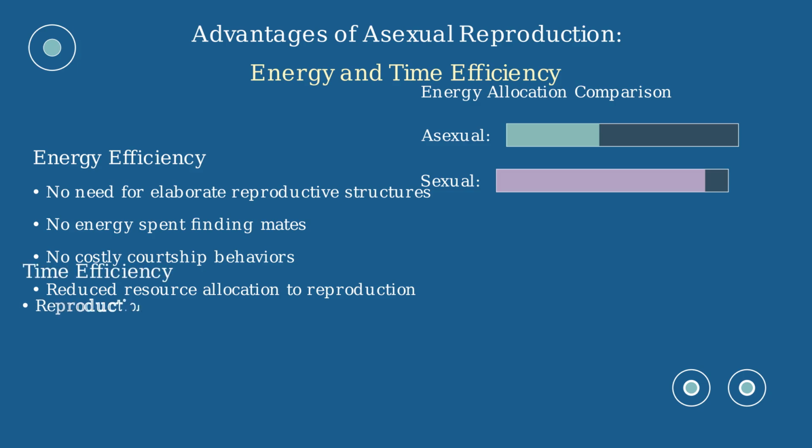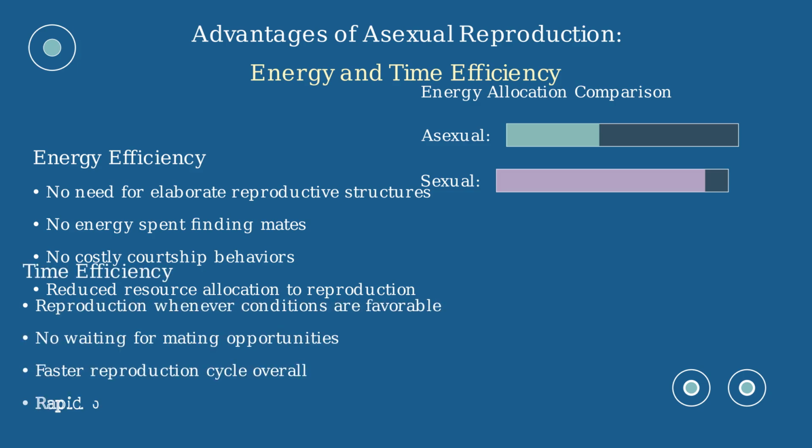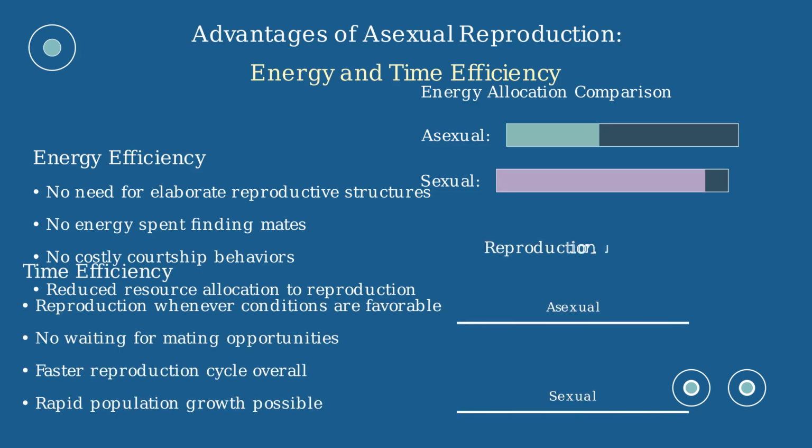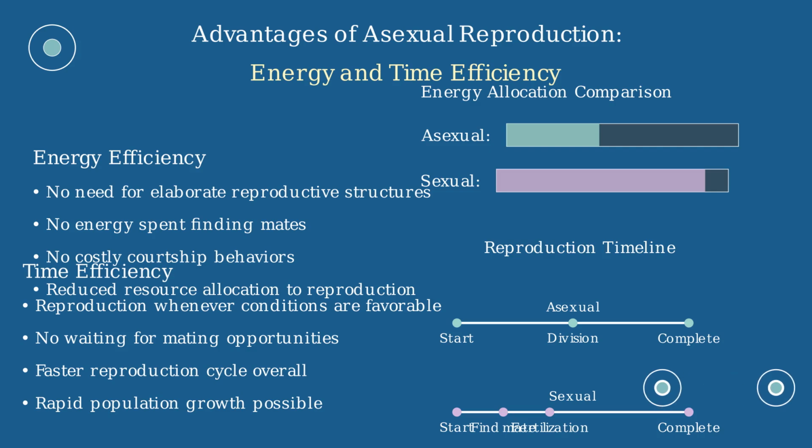Time efficiency is another major advantage of asexual reproduction. Asexual organisms can reproduce whenever environmental conditions are favorable without waiting to find a suitable mate. Compare the simplified timeline of asexual reproduction with the more complex process of sexual reproduction. This time efficiency contributes to faster population growth and allows asexual organisms to rapidly colonize new environments when conditions are suitable.